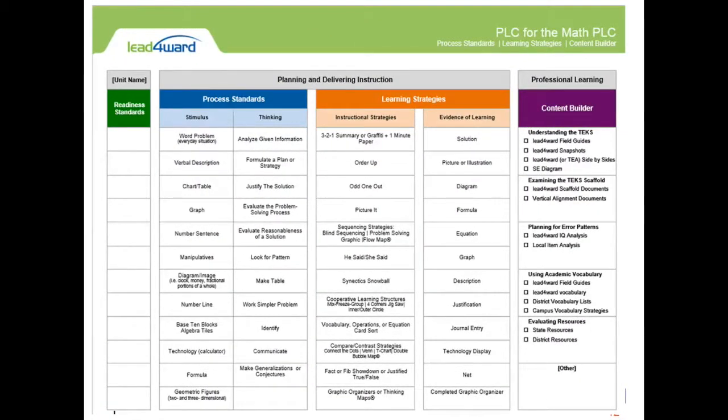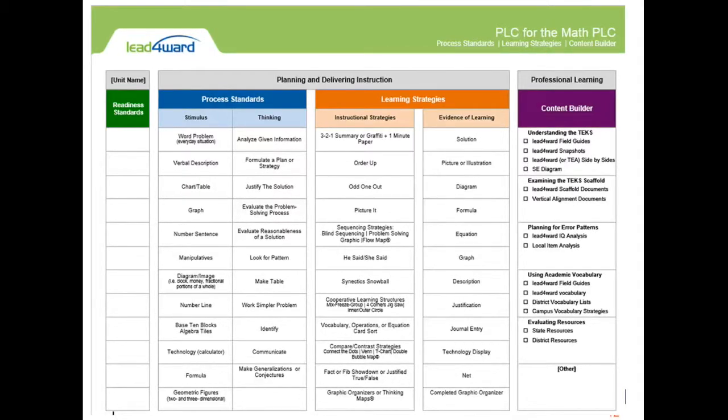Using the PLC for the Math PLC page as a tool for creating lessons, classroom instruction will move to a higher level of understanding as well as offer opportunities for students to transfer information. Now that the Readiness Standard 3.7b has been targeted and the content of the standard has been developed, time will be spent on the instructional process. Take time now to discuss what stimulus could be used to address 3.7b.